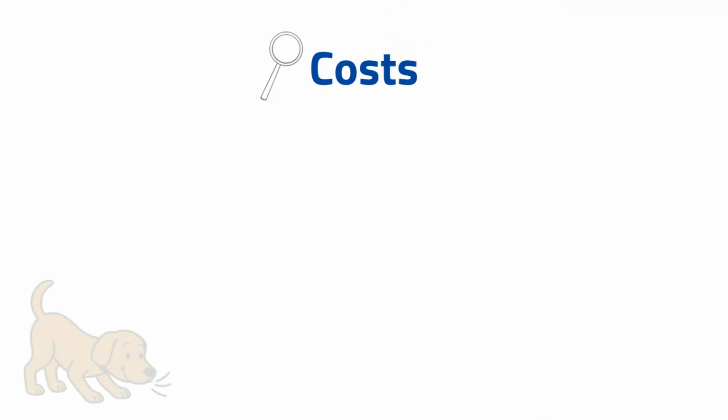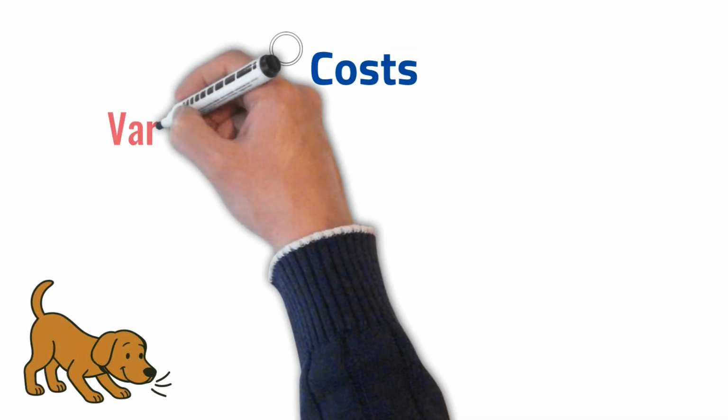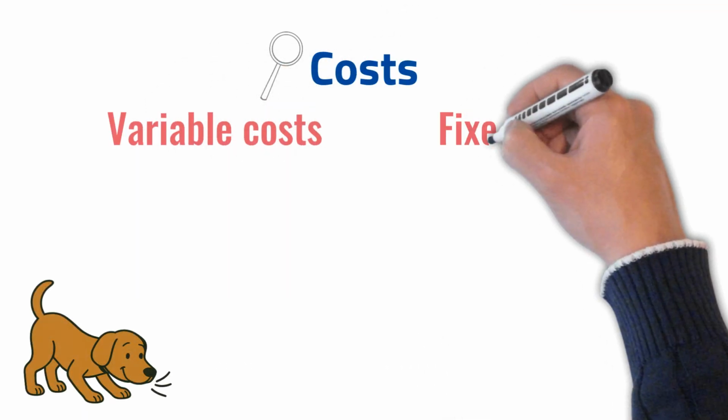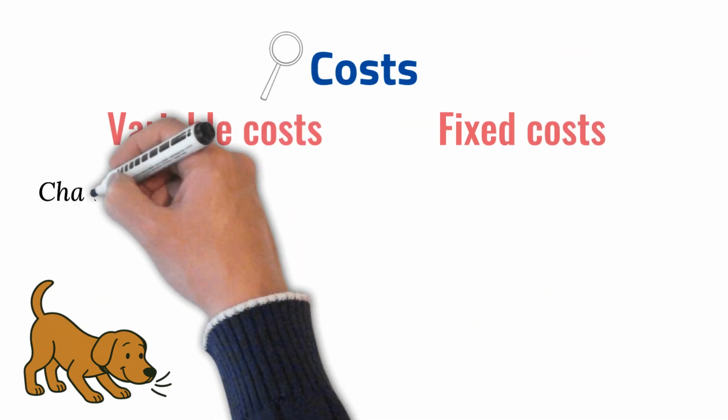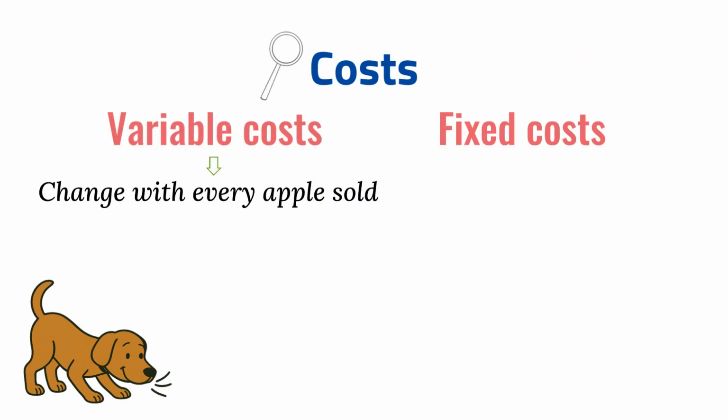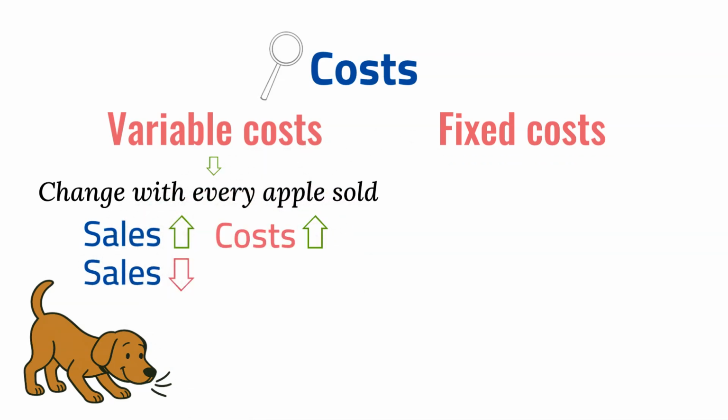And there is yet another way to classify costs: variable and fixed. Variable costs rise with every apple sold or decrease with no sales. This would be the product costs, packaging. They are one-to-one impacted by the number of apples you sell and depend on sales.